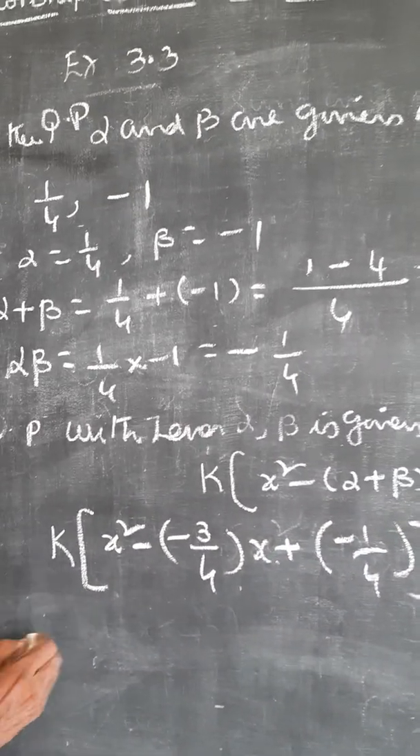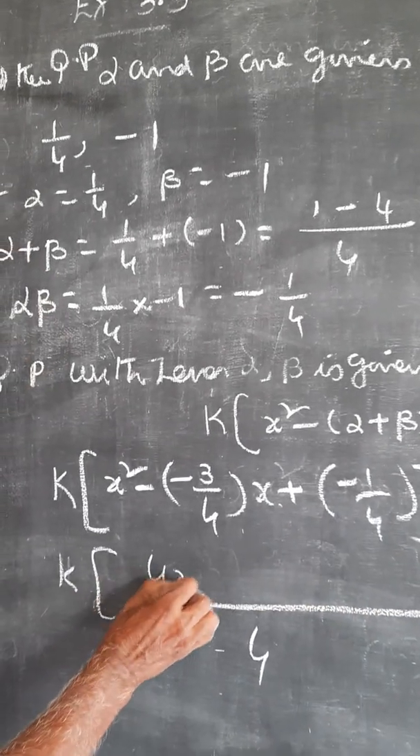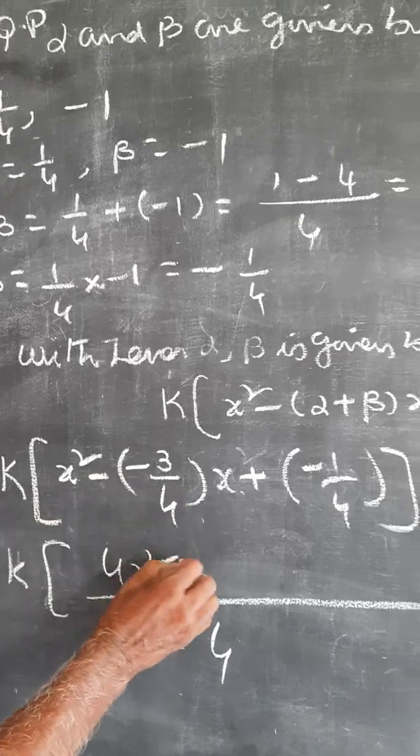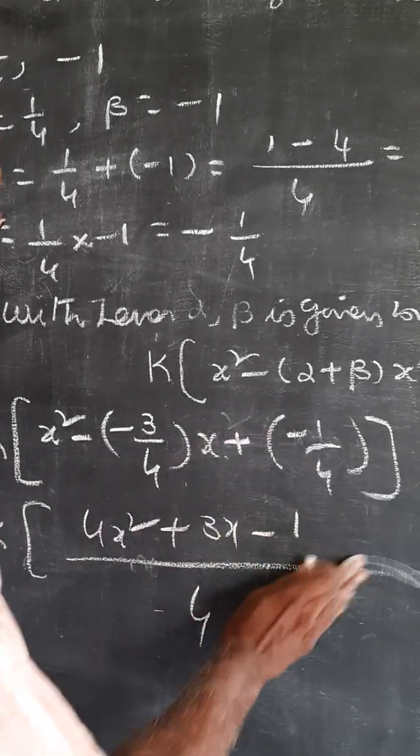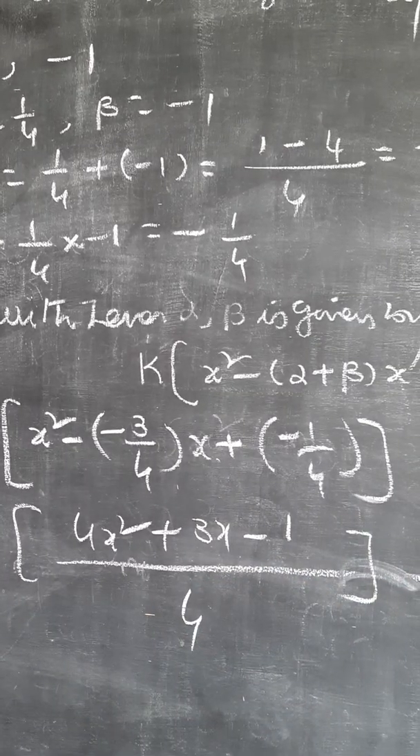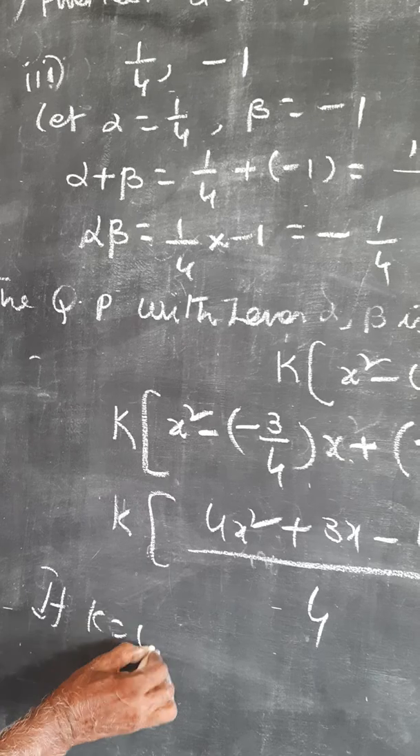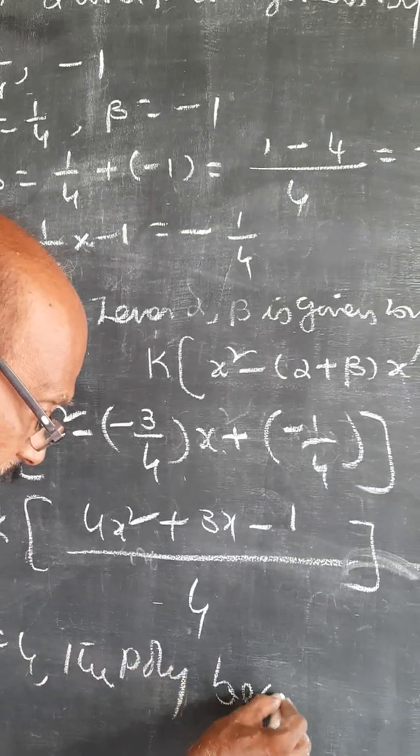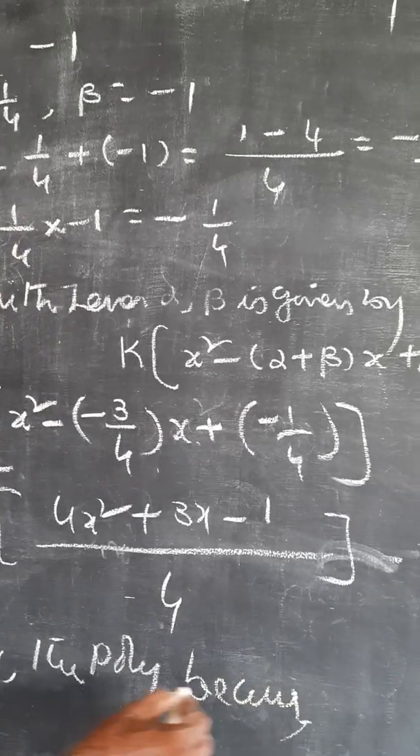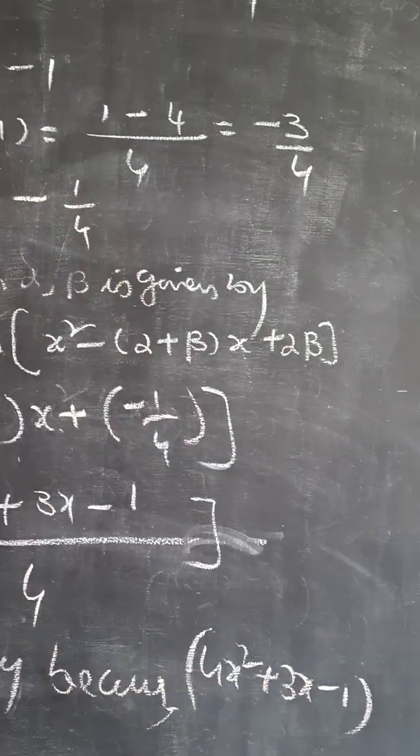So take LCM 4: k times (4x² plus 3x minus 1) over 4. So the denominator is 4, take k value 4. So if k is equal to 4, the polynomial becomes 4x² plus 3x minus 1.